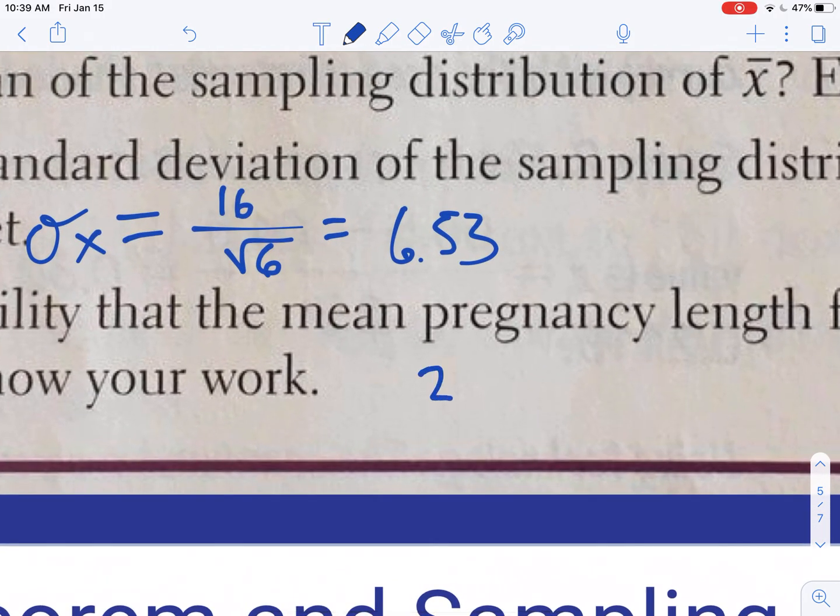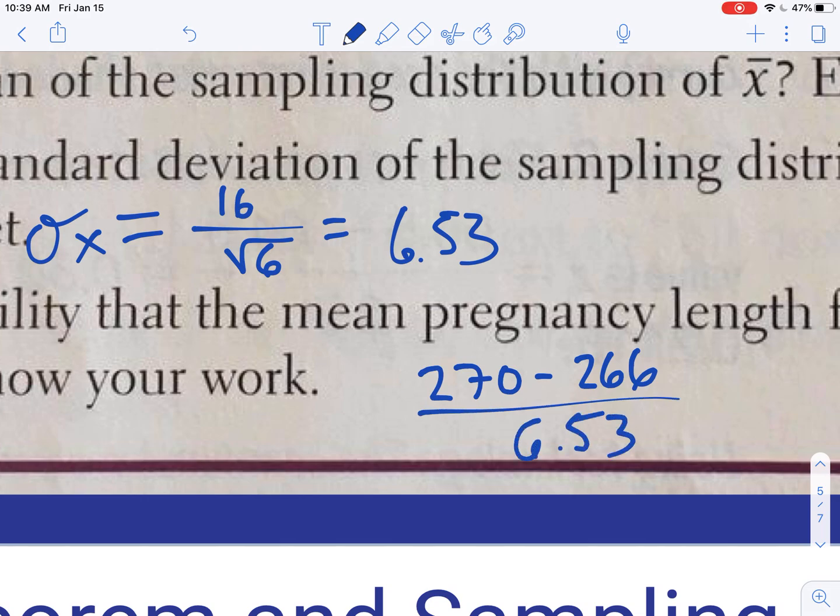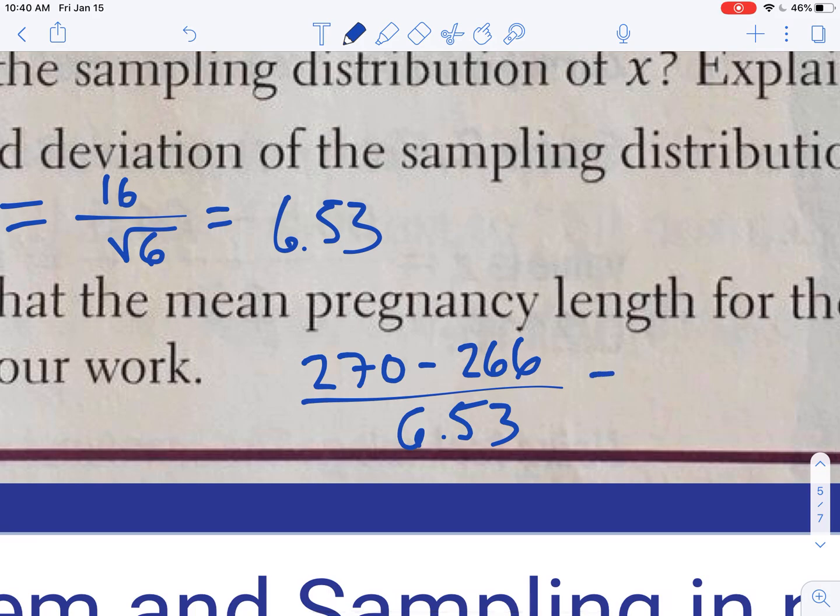So now we're going to do the 270 minus the 266, and as opposed to being over 16, it's now going to be over 6.53, because again, we have a group, and since we have a group, our pregnancy length should be closer to the average. The average of that group should theoretically be closer to the average, because we're taking those extremes. So if we have one woman who's above 270 days, well then we still have that 60% chance of a woman under 270 days, kind of bringing that average down. So that standard deviation drops, so now we're looking at 4 over 6.53.